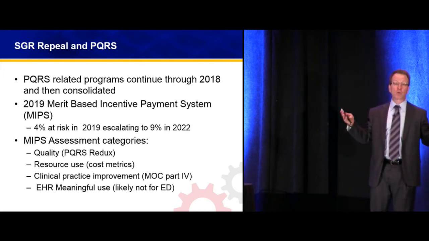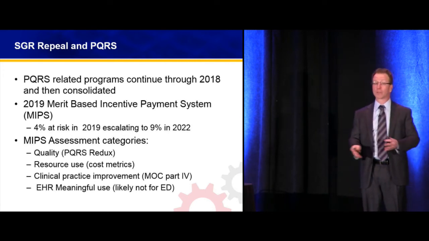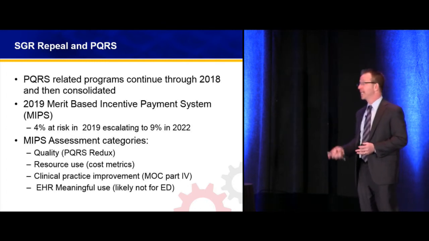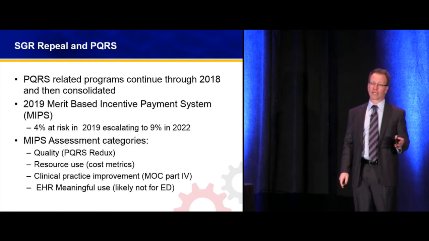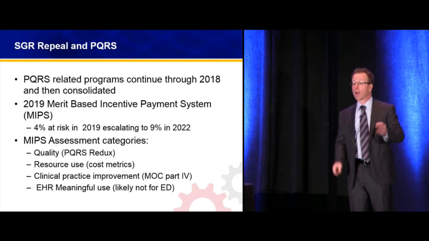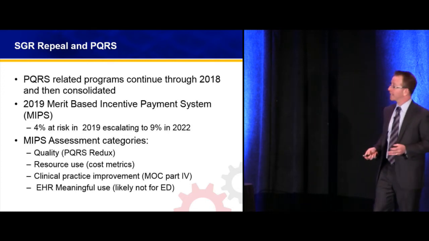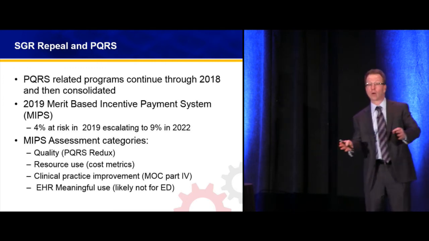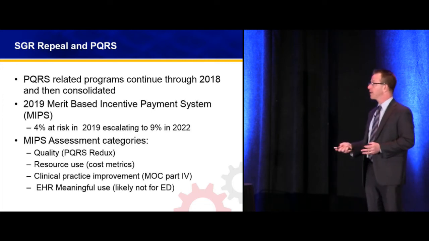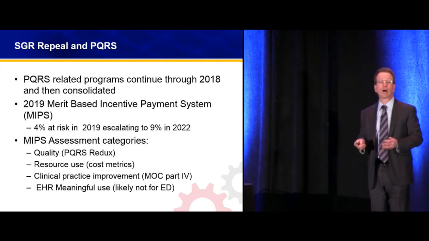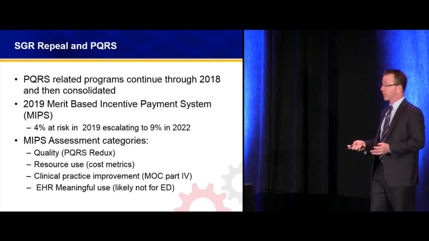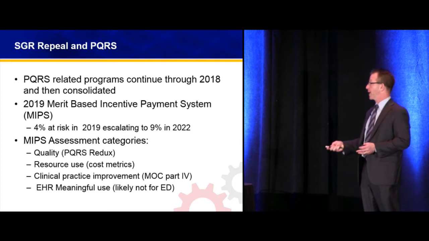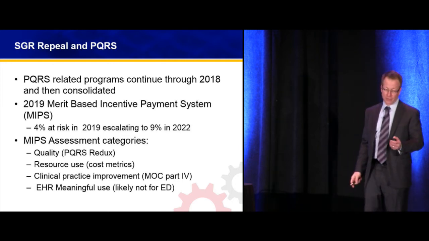So the MIPS program, just so we all have the nomenclature, we'll be talking about this for several years to come, 4% at risk in 2019, up to 9% in 2022. 9% of our pay, plus or minus, will be tied to how we score under this MIPS program, and it really harmonizes quite well with the mission of this group. Quality, probably it'll be a regurgitation of some form of PQRS. Resource use, in the end, that's just cost. Clinical practice improvement, MOC Part 4, and EHR meaningful use.